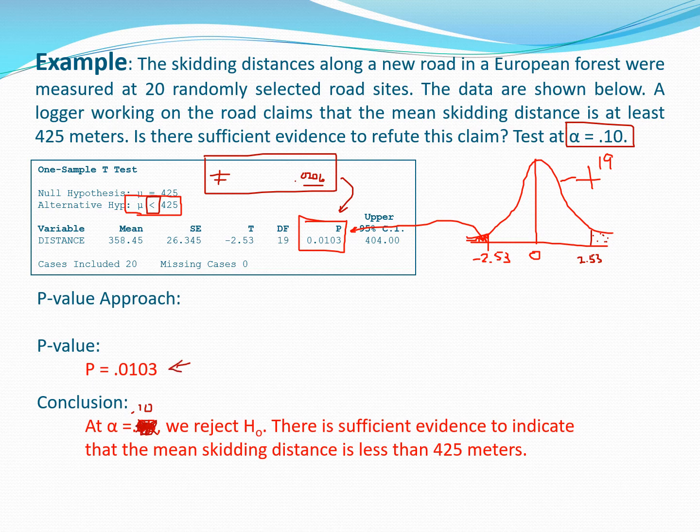What would we do if we were using alpha equal 0.05? P still low, so technically that's a correct answer, but the alpha you test at should be the alpha that's asked for in the problem. In fact, what alphas allow me to reject? Anything above 0.0103, right? So if I was testing at alpha equal 0.1, 0.09, 0.08, 0.07, 0.06, 0.05, 0.04, 0.03, 0.02, I can reject. There is sufficient, that's our reject word, evidence to indicate that, and again, I'm going to say mu is less than 425 meters.